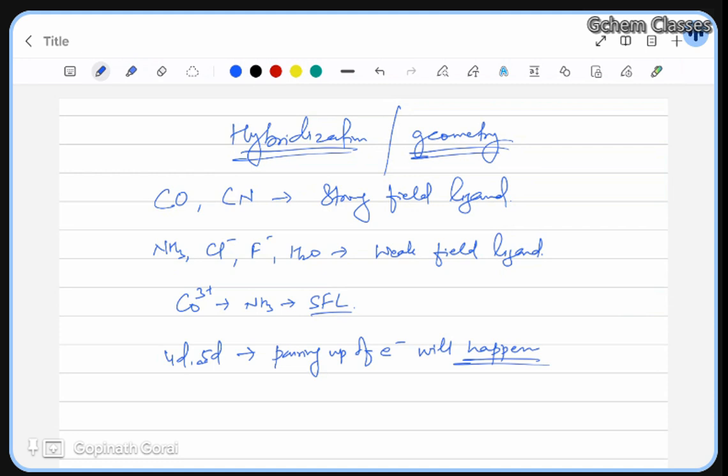So with this, the VBT concepts are completed. Now what we have to do is see examples one by one and work out the hybridization. We will do that in the next class. Till now, just revise it. Keep on revising it. So thank you.